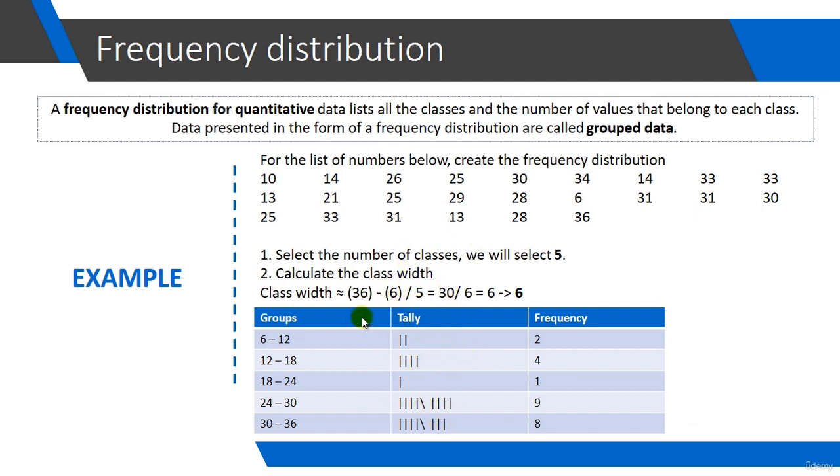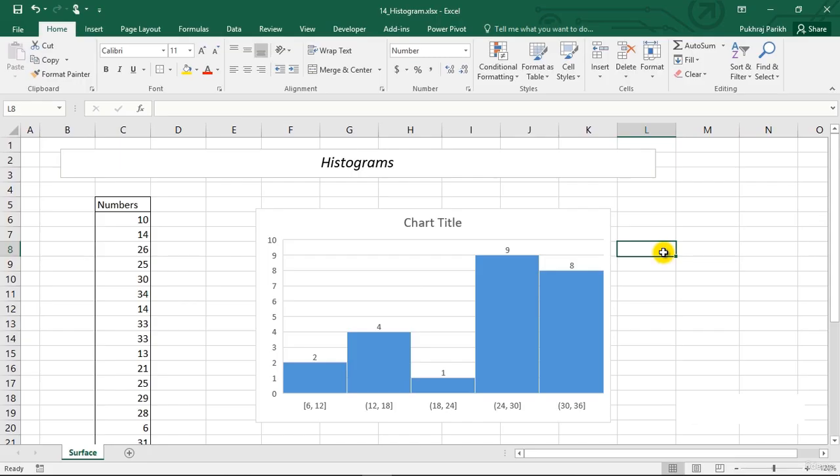In the end, I have this column containing tally, which is giving me how many numbers belong to each category. Lastly, I just need to add these marks to get the frequency. So this is how this table is created, and once this table is created, we can create a histogram. So let us go to Excel now and create this histogram.